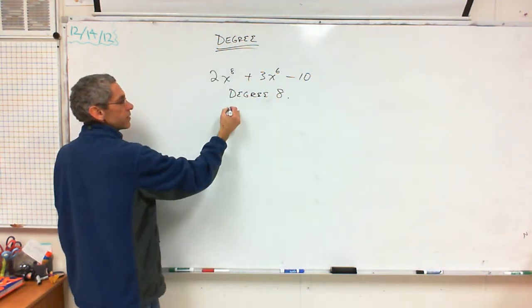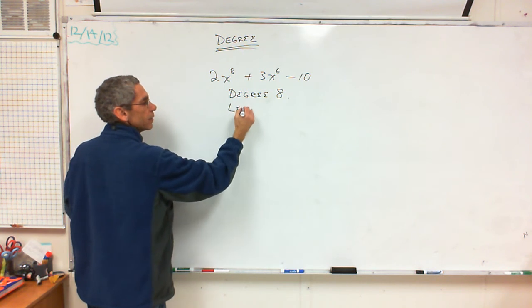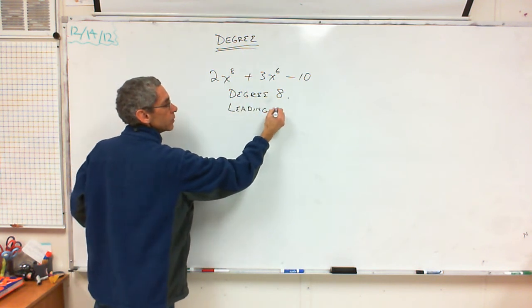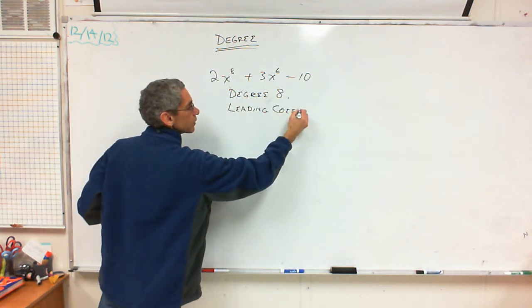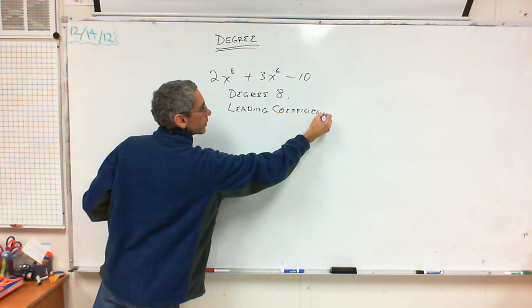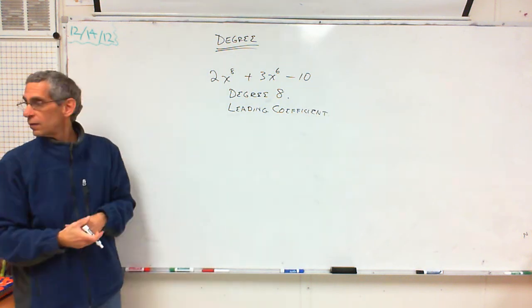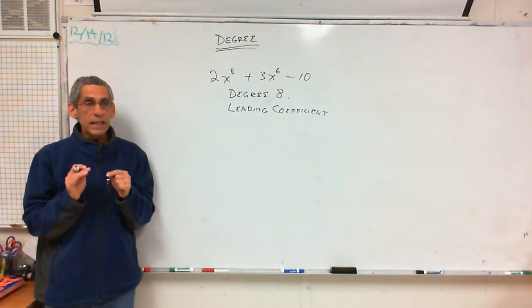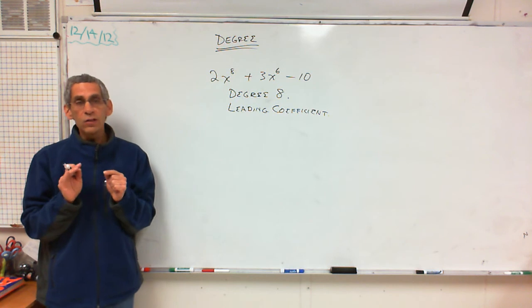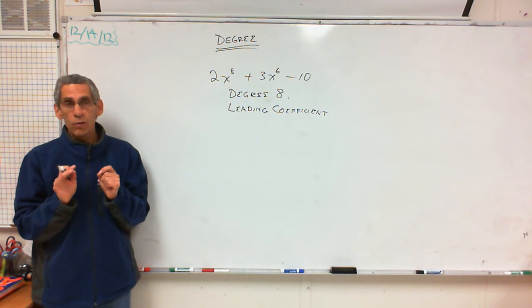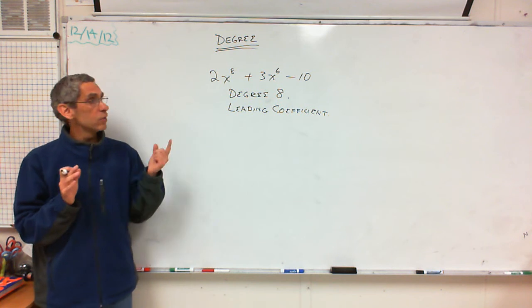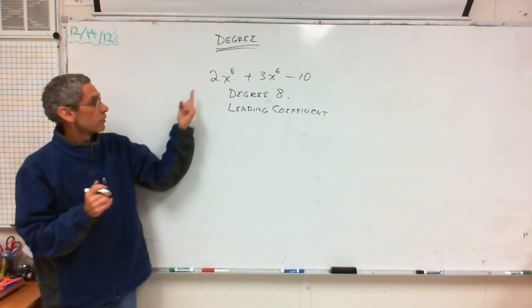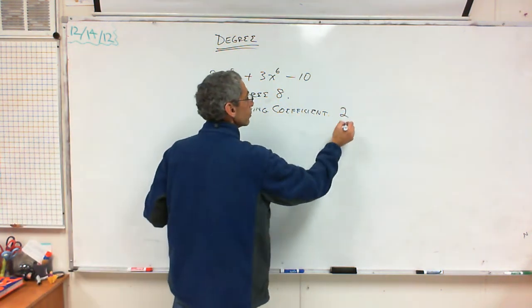And what if I asked of this, what is my leading coefficient? It's always with the variable that has the largest exponent. So it's related to the degree. 2. So it's 2, exactly. So my leading coefficient is 2.